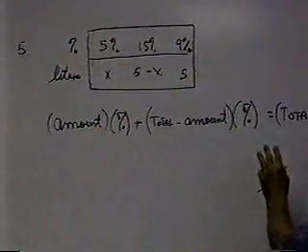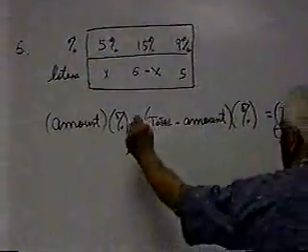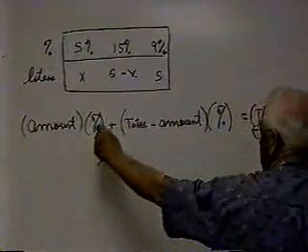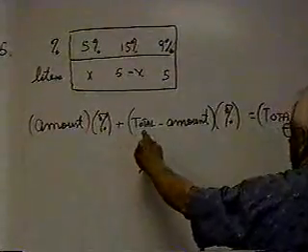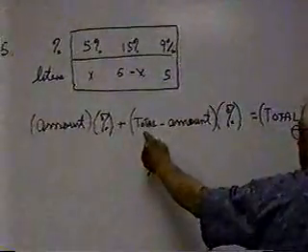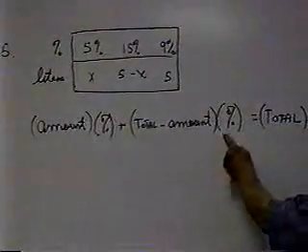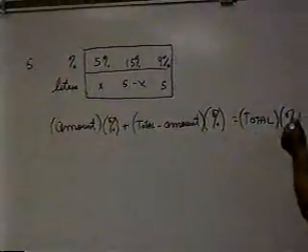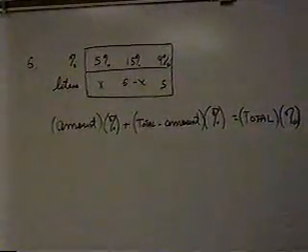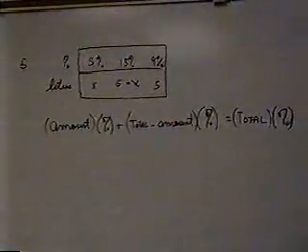It's where you have 2 or 3 or more solutions. It's going to be the unknown x times its percent plus the unknown subtracted from the total times its percent is going to equal the total times its percent. And then you write your equation.